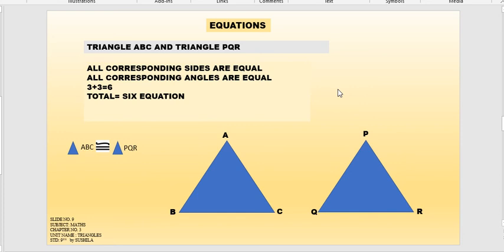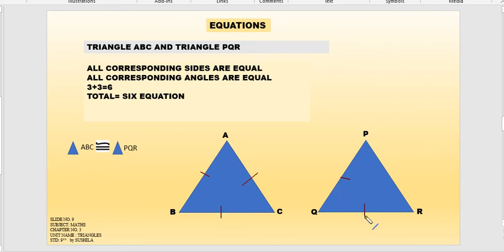Its sides and its angles, right? What happens in triangle ABC and triangle PQR? There are two triangles. There will be corresponding sides and corresponding angles. Totally three sides and three angles. How many? It will be 6. And the three sides of the triangle are equal to the corresponding sides of the other triangle, right?